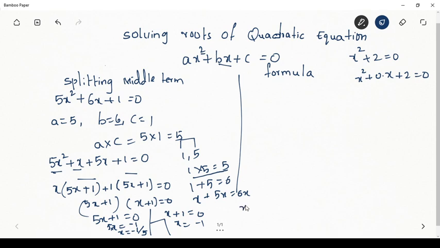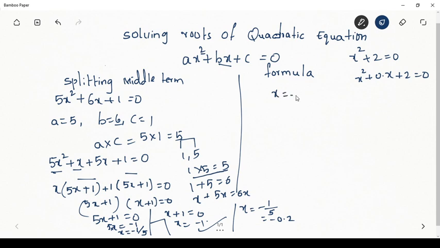Okay, if you want this as a decimal also, you can write it. x equals what we got? Minus 1 by 5 means minus 0.2, right? The other one, anyhow you know, x equals minus 1. So these are the answers. If you go with the formula also, you need to get the same answer. So that also we will do.